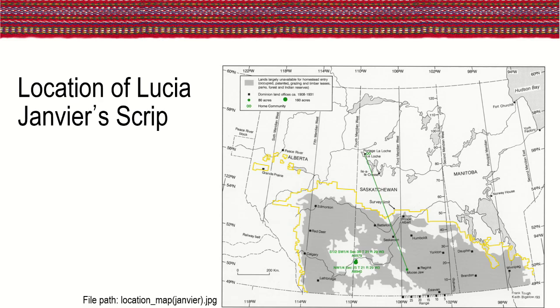So Lucie Janvier lives up at Portage la Vache, and she went down, if we're to believe this narrative, to Moose Jaw. She's probably itching to go to Moose Jaw. To locate her land scrip. Okay.